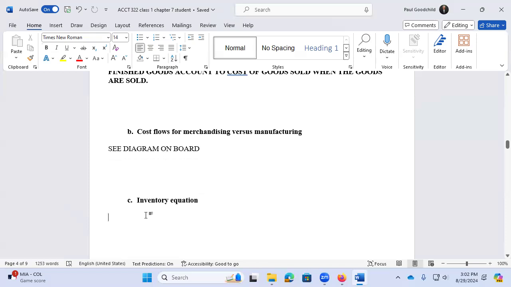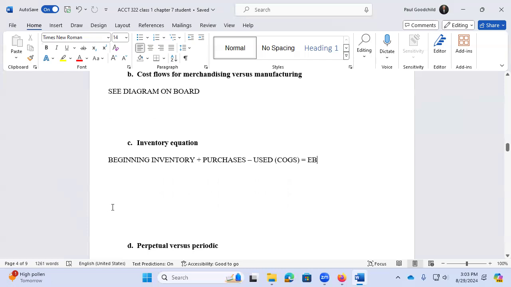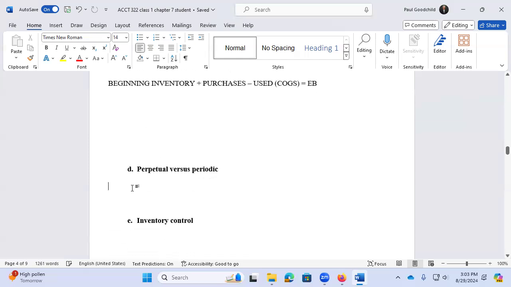I showed you this inventory equation. And so algebraically, we can modify that, move it around as we need it. We talked about perpetual versus periodic.